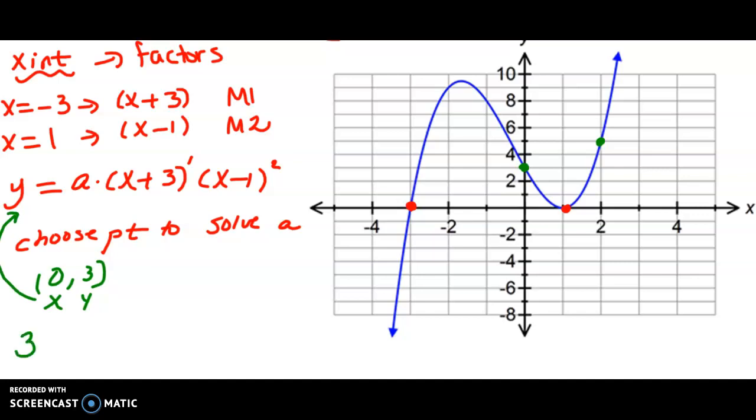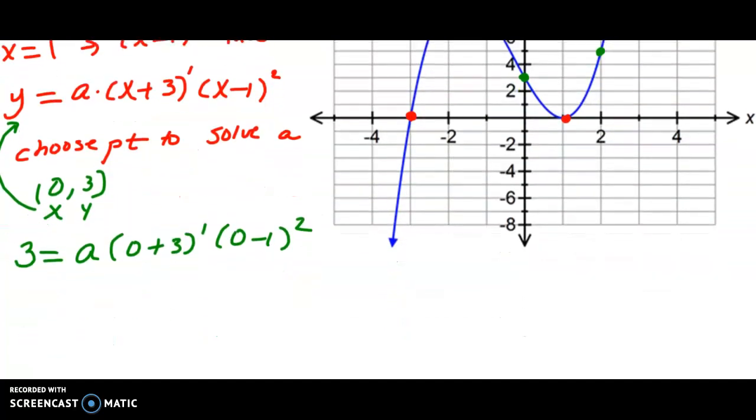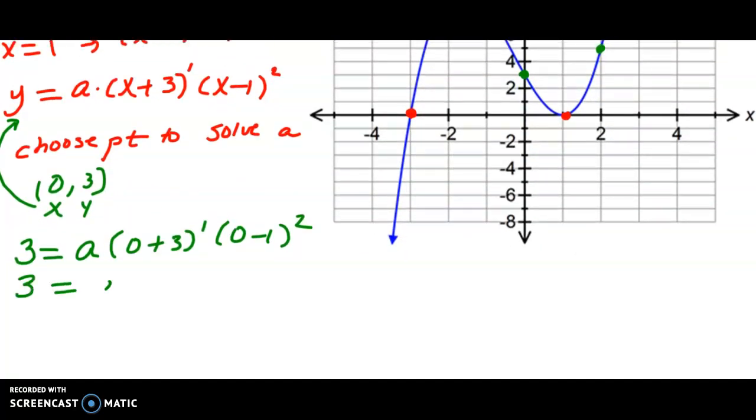So y has a value of 3, a is unknown, x is 0. This x value is 0, but don't forget you have an exponent 2. And now we're going to solve. So we have 3, -1 squared would be 1. When you multiply, you have 3a.